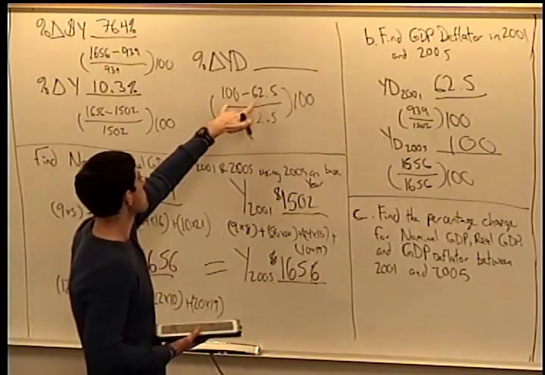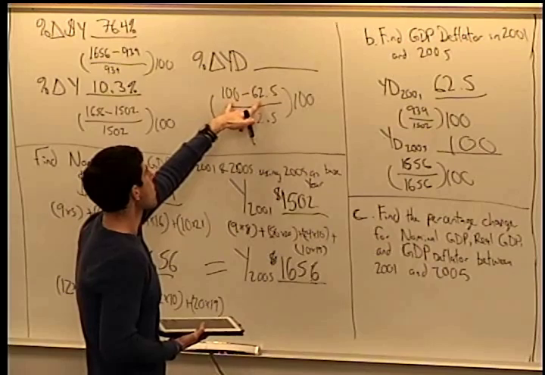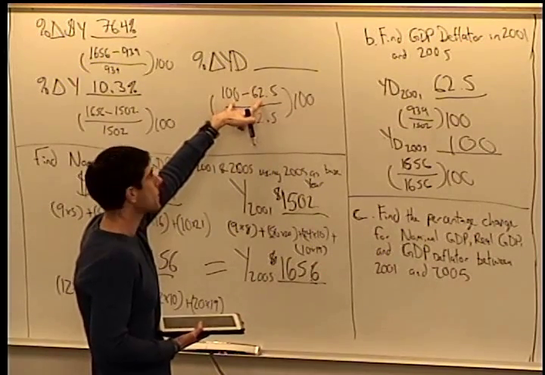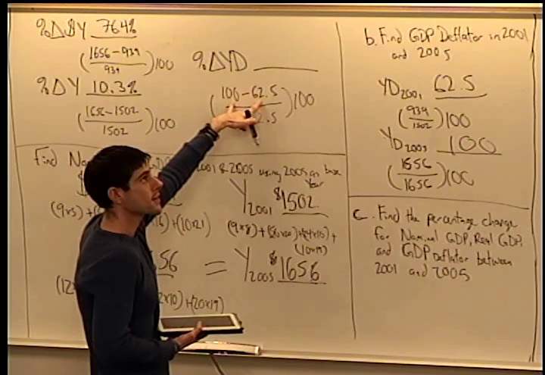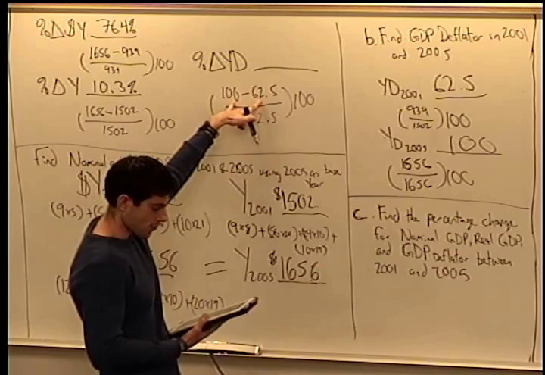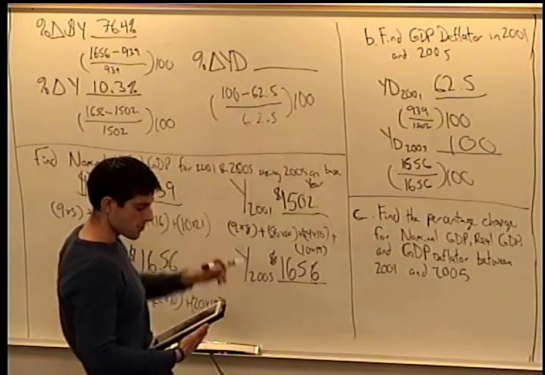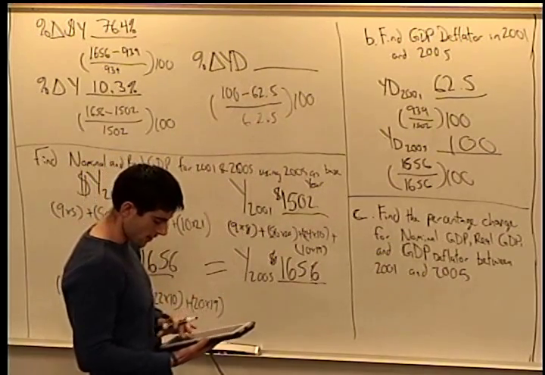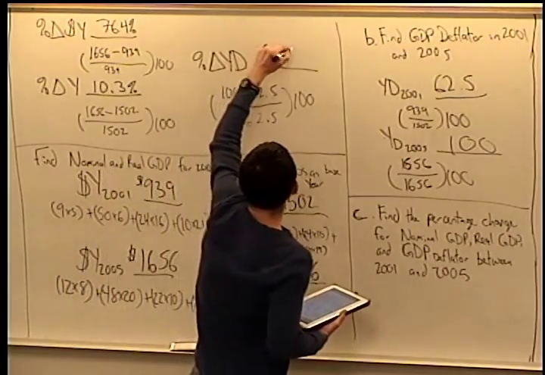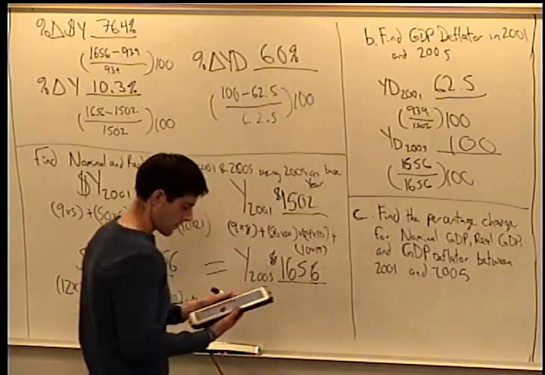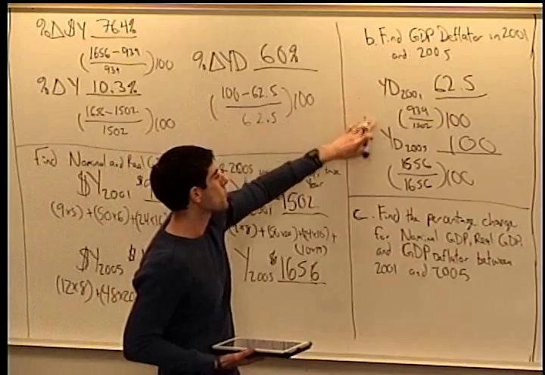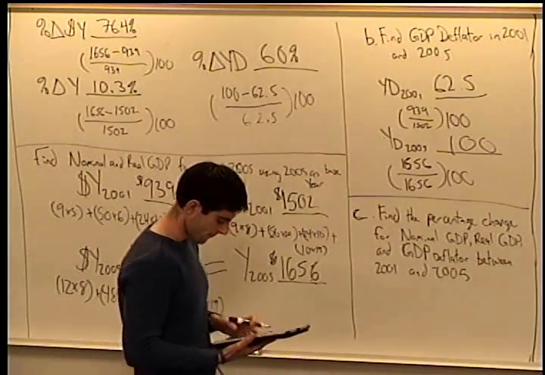So the most common mistake is people would put 37.5% here, and that's incorrect, because if you divide by 62.5 instead of by 100, you will get inflation of 60%. So overall, prices grew by 60% between 2001 and 2005.